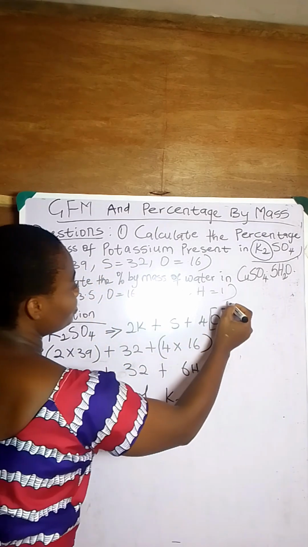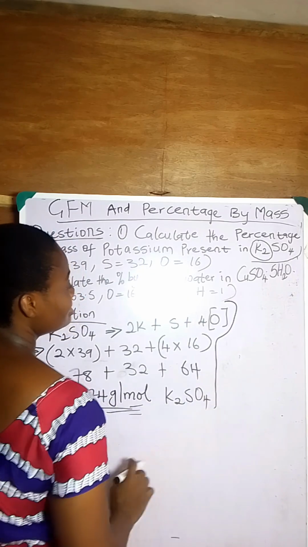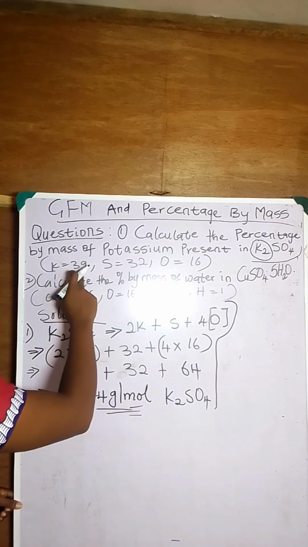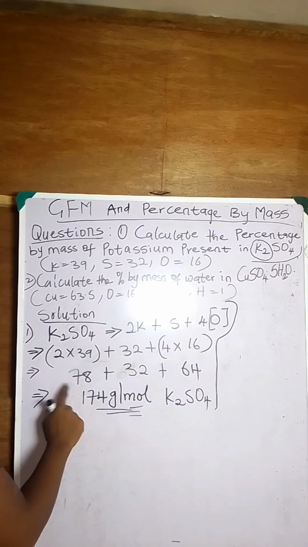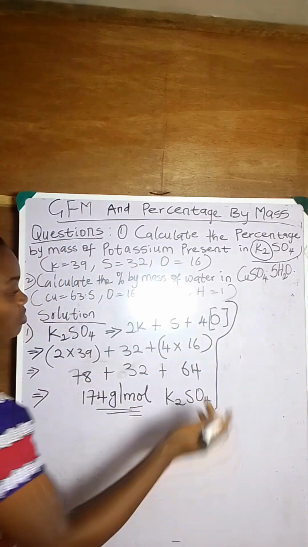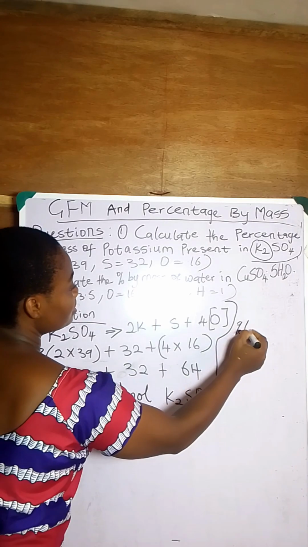Now having gotten the molar mass, you go ahead and calculate the percentage now of what? Potassium. Very, very simple. I will solve it here. Now what is the mass of potassium in this? 39, but we have 2 of potassium, which is 78.